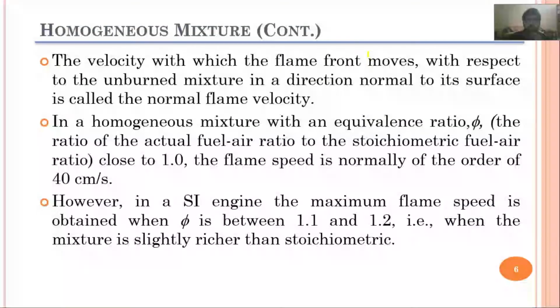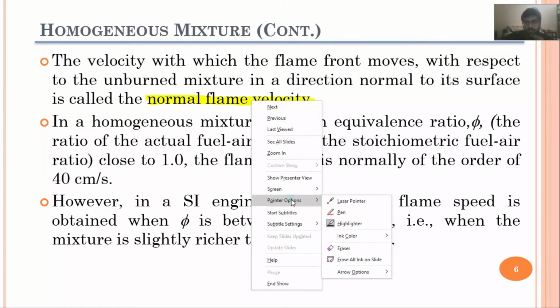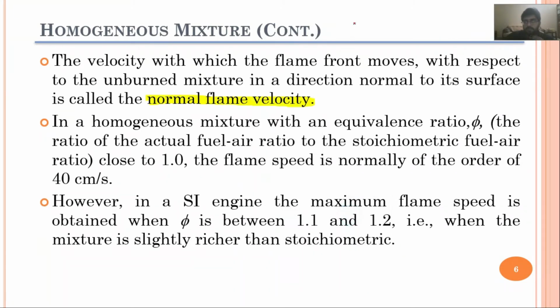Moving forward, the velocity of this flame front with respect to the unburned mixture in a direction normal to its surface is called normal flame velocity. If I draw a combustion chamber here, and this is the spark plug, here the piston is at the top dead center.